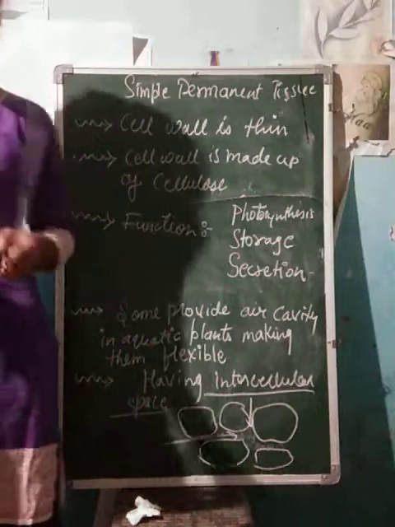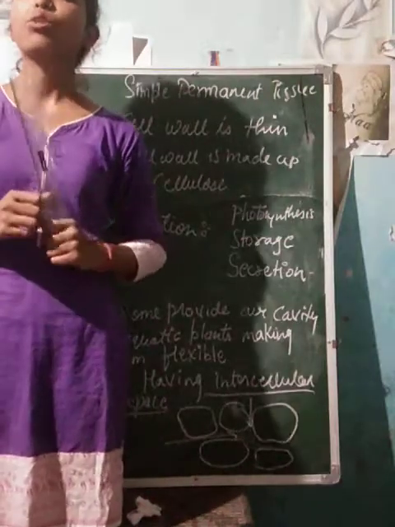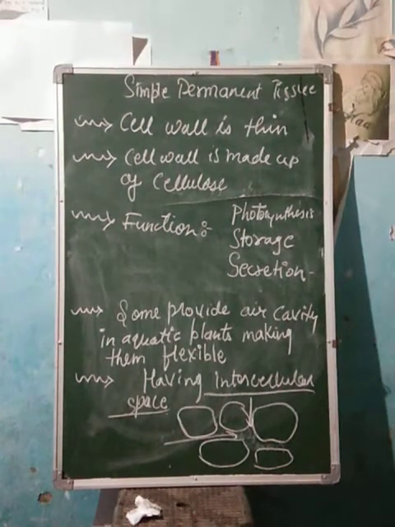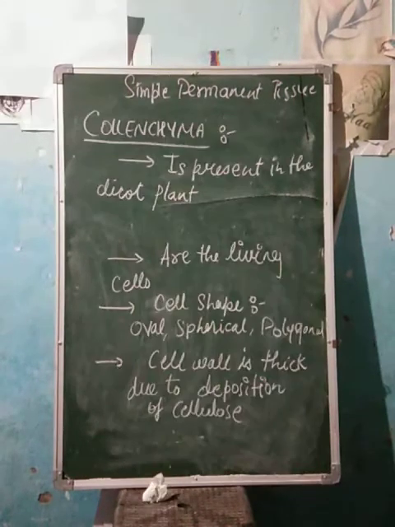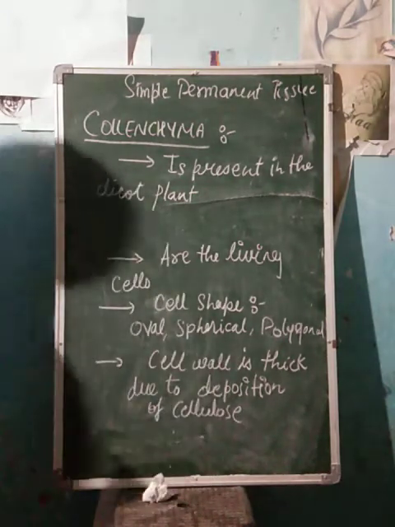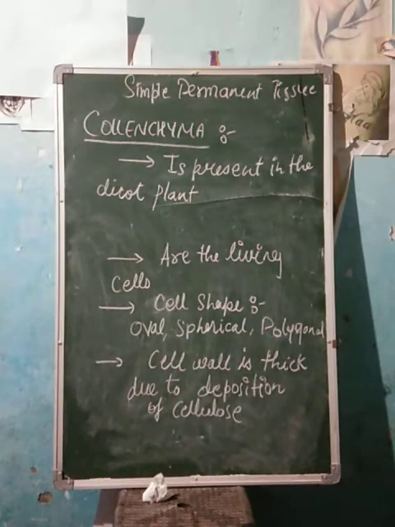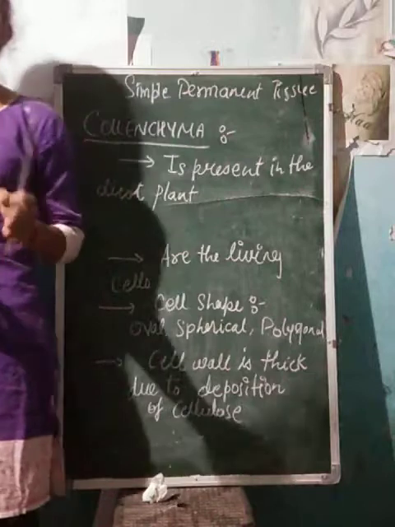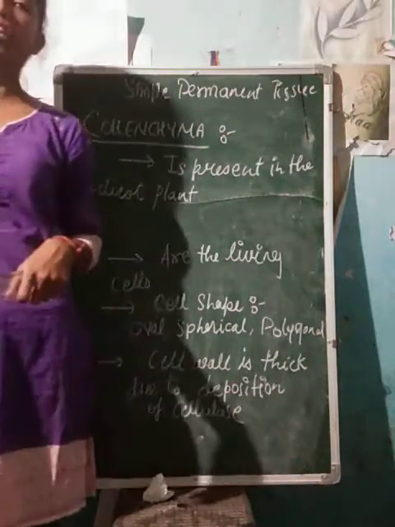Okay. So next we will see, yes, collenchyma. Okay students, so now we are going to discuss collenchyma. Here, collenchyma is another type of simple permanent tissue. It is present in the dicot plant. Basically, it is found in the dicot plant.